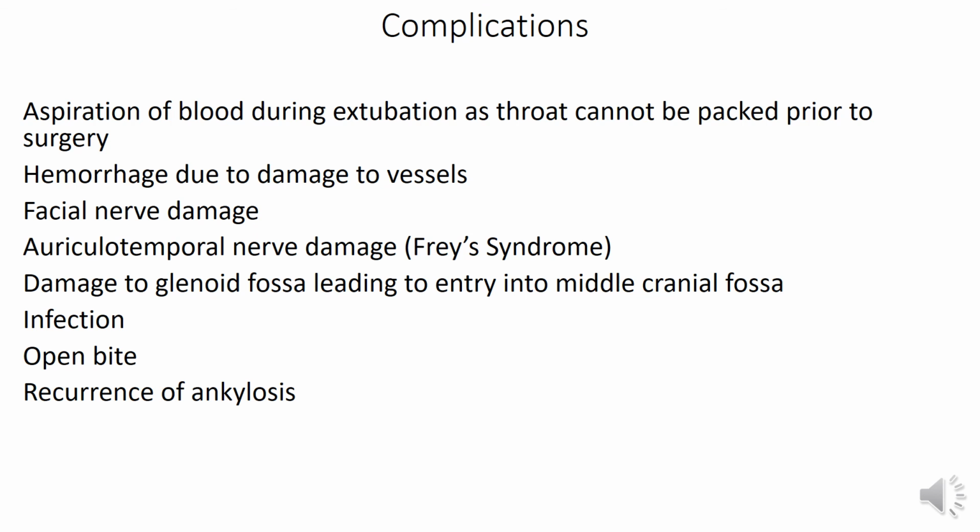The complications are aspiration of blood during extubation, for which the throat can be packed prior to surgery, hemorrhage due to vessels, facial nerve damage, auriculotemporal damage, damage to the glenoid fossa leading to entry into the middle cranial fossa, infection, open bite, and recurrence of necrosis. These are the complications that can happen in any temporomandibular joint surgery if you are going to access the joint for any reason.